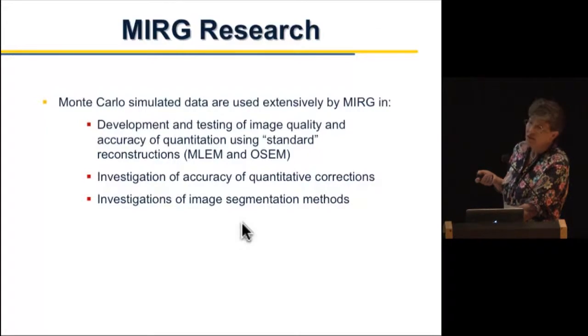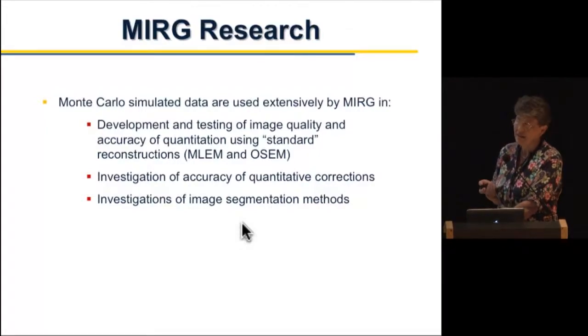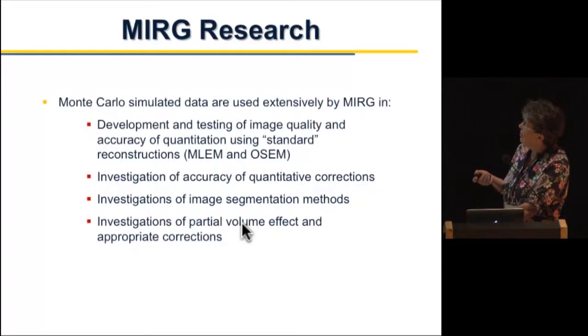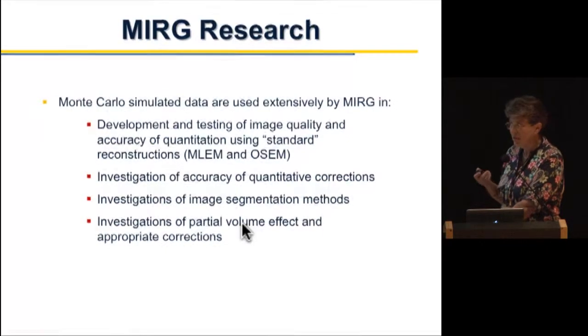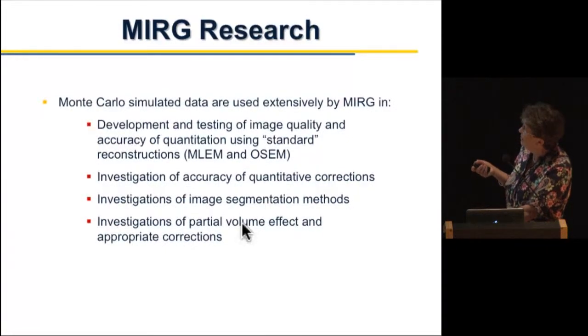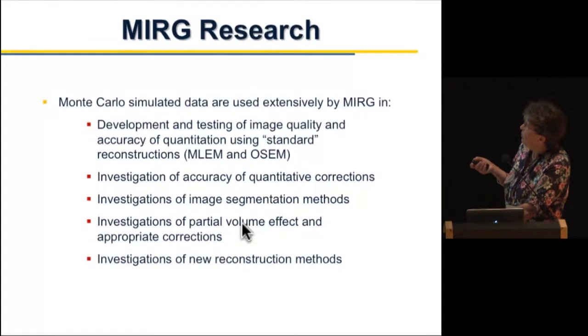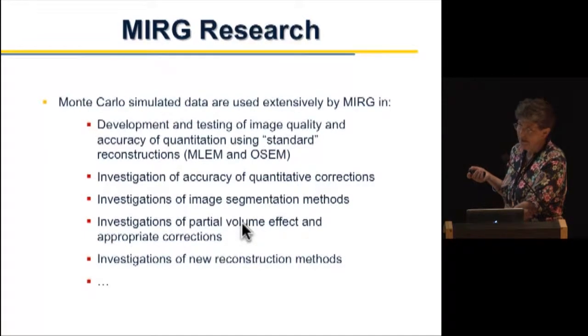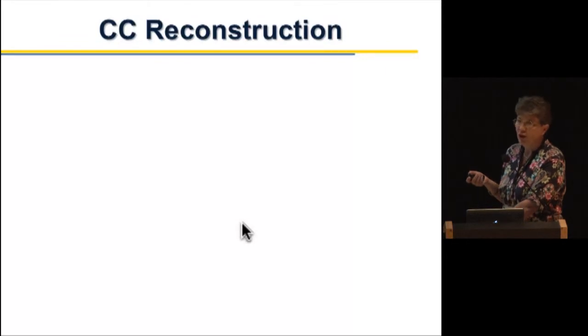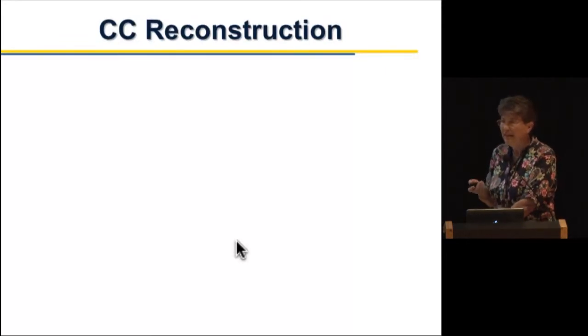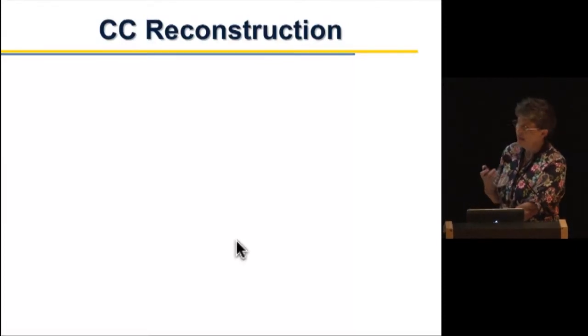We investigate also image segmentation methods because those are very important for many applications. Partial volume effect corrections. I will not stop longer for this. New reconstruction methods, and many, many others. And actually, I wanted to talk a little bit about a completely novel method of image reconstruction. This is not based on Poisson statistics. This is something very new.